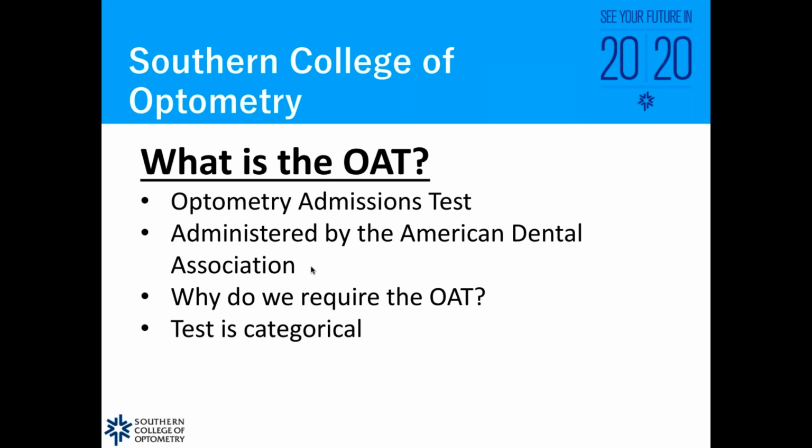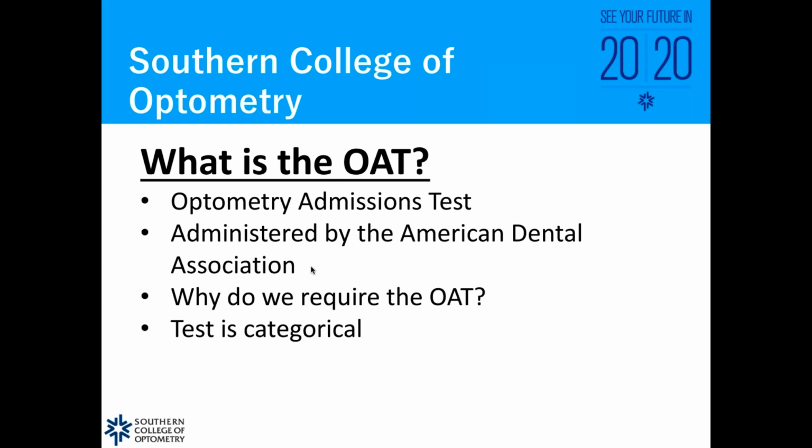Also, why we require the OAT is you probably know, preparing for optometry school, that you're going to take the national board exams. And just graduating from optometry school, getting a diploma from optometry school, does not make you an optometrist. You must pass the 3-part national board exams to be eligible for state licensure to be an optometrist. And studies have shown that performance on the OAT, the Optometry Admissions Test, is a very good determination of how you're going to perform later on the national board exams. So those are 2 of the reasons we require this test.